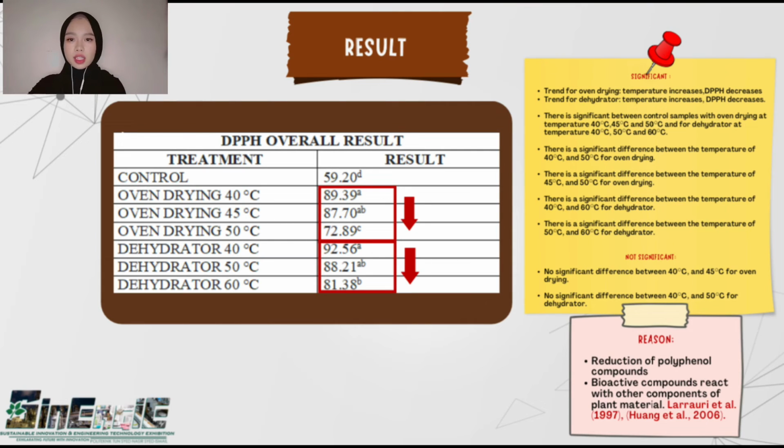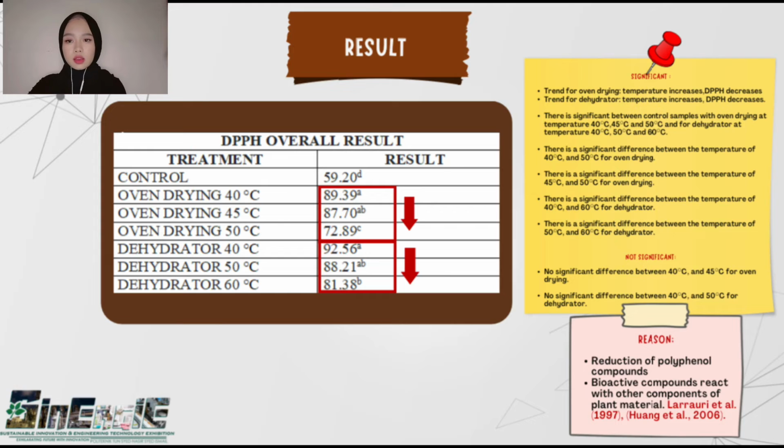Results show the entire DPPH reading for oven drying, dehydrator and control sample. The control sample shows a significant difference compared to all the samples that have been subjected to drying. The control sample shows the lowest DPPH radical removal percentage of 59.20%. The trend of temperature in oven drying increases.